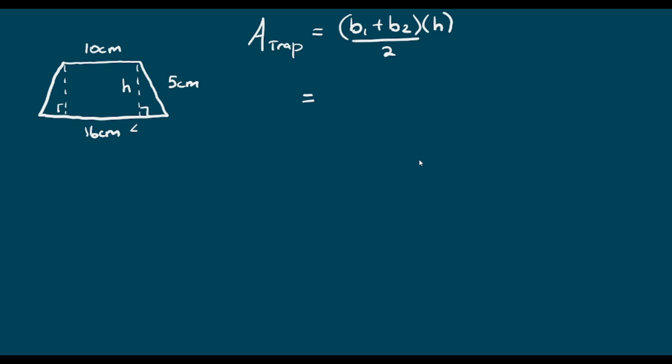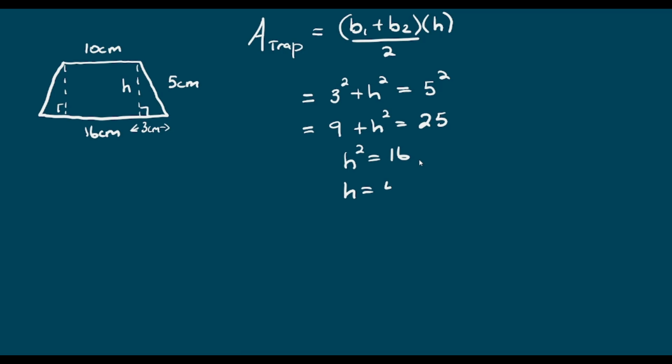So the base of this small triangle would be 3 centimeters. And so that would be 3 squared plus h squared is equal to 5 squared. This works to be 9 plus h squared is equal to 25. So h squared is equal to 16, because we will subtract 9 from both sides, and h would be equal to 4, as we found the root of both sides.